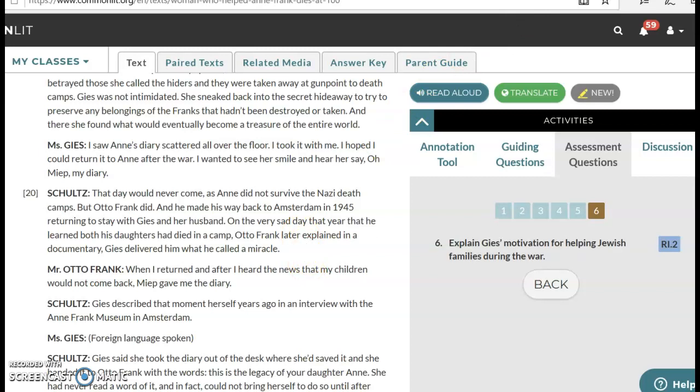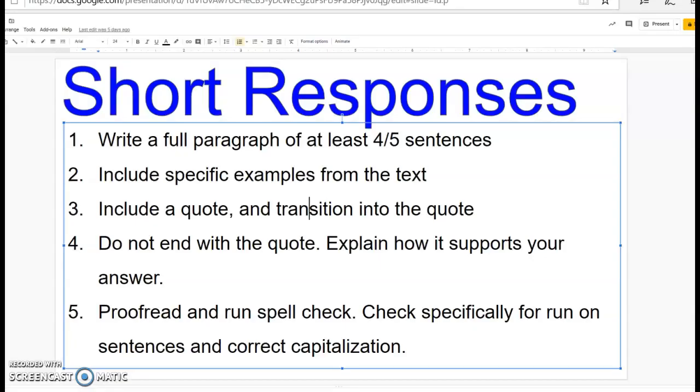Recall that I gave you a very specific outline for the short responses. They need to be about 4 or 5 sentences. They have to include specific examples. They have to include a quote, and you can't end with a quote. You have to explain it. Explaining is key. And then once you're done, you proofread and you run spell check. You have to do all of these things before you hit submit. Too many of you are losing a ton of points on the short responses because you're just not putting in the effort. Please make sure that you do a better job on those.